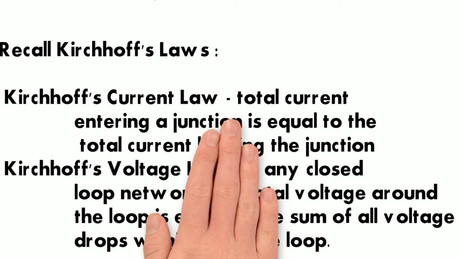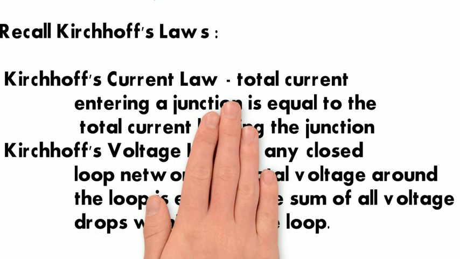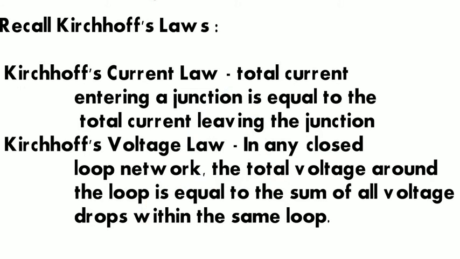Recall Kirchhoff's laws. Kirchhoff's current law: total current entering a junction is equal to the total current leaving the junction. Kirchhoff's voltage law: in any closed loop network, the total voltage around the loop is equal to the sum of all voltage drops within the same loop.